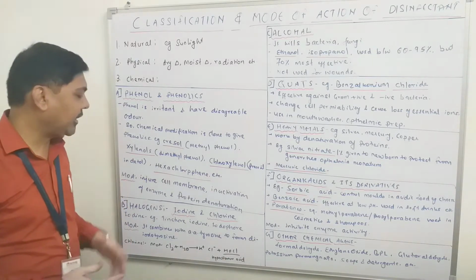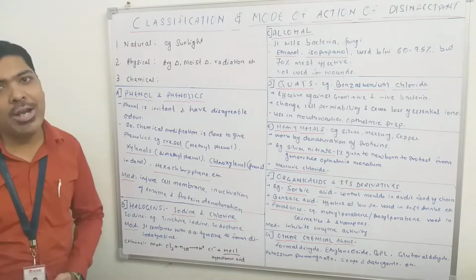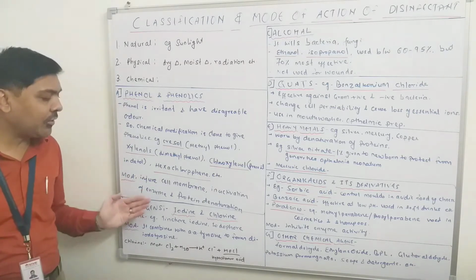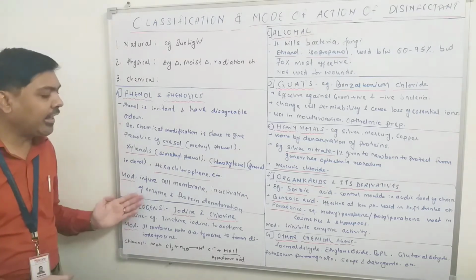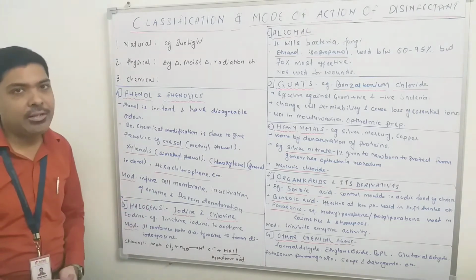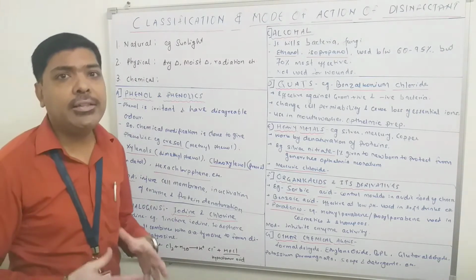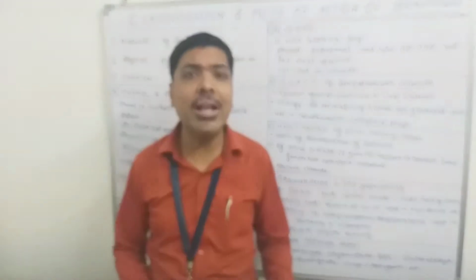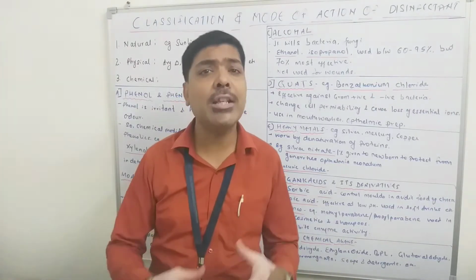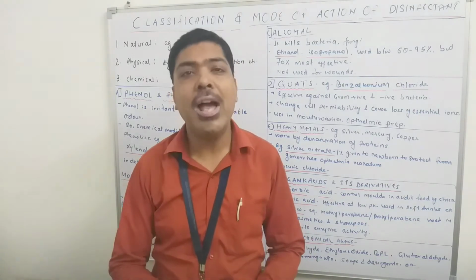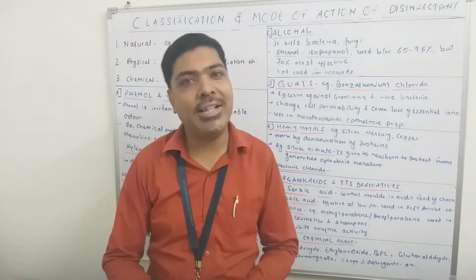Now coming to the basic mechanism of action of phenol and phenolics. The basic mechanism of action is injury to the cell membrane, inactivation of enzymes, and protein denaturation, because any microorganism consists of different categories of enzymes and different categories of proteins, and it also has a cell membrane.